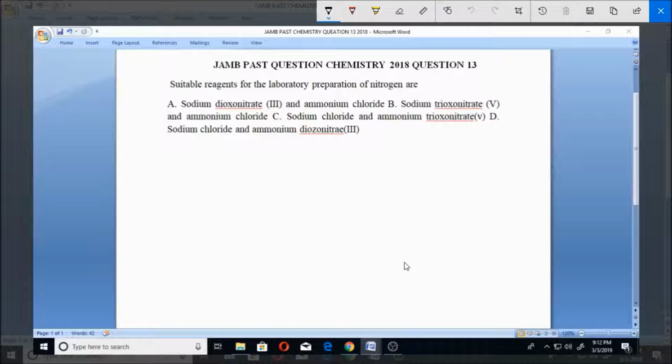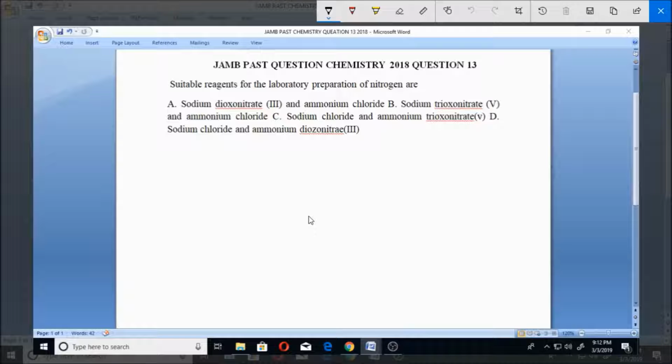Yes, let's look at this question number 13 for JAMB Past Question Chemistry 2018. Suitable reagents for the laboratory preparation of nitrogen are: A. Sodium dioxynitrate 3 and ammonium chloride, B. Sodium trioxynitrate 5 and ammonium chloride, C. Sodium chloride and ammonium trioxynitrate 5, D. Sodium chloride and ammonium dioxynitrate 3. So what is the correct answer?